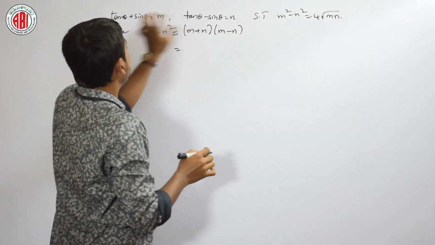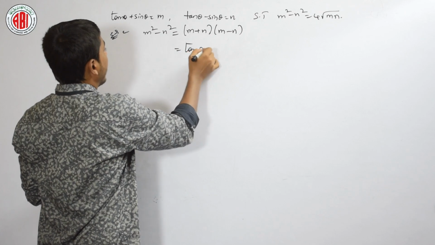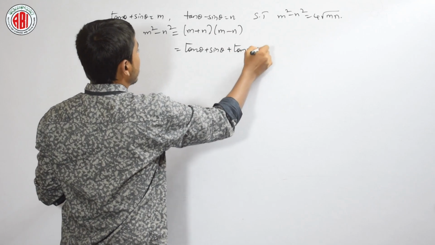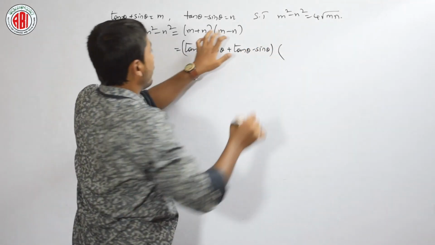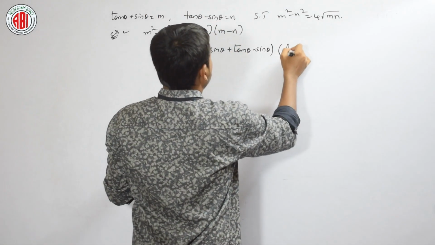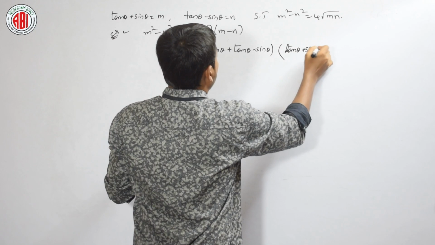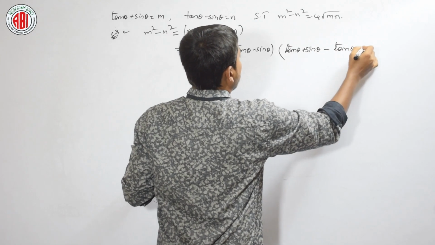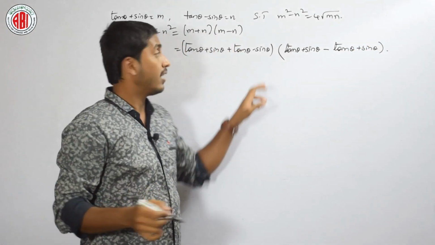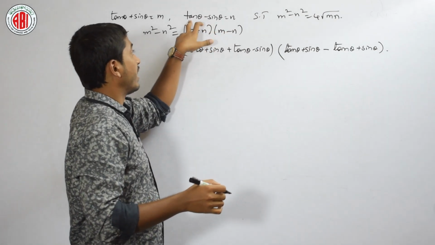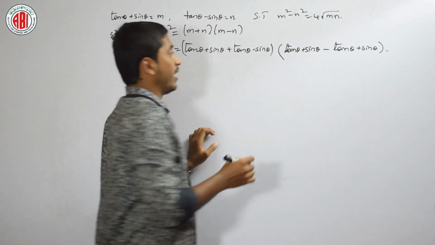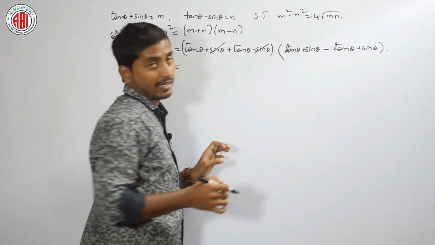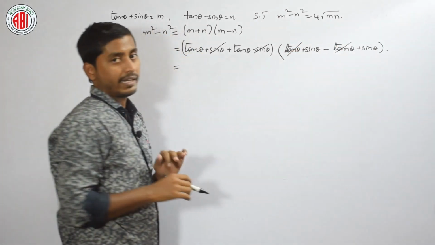What is m plus n? Let us add both: tan theta plus sine theta, plus what is n? Tan theta minus sine theta. The next is m minus n. What is m here? Tan theta plus sine theta, minus what is n? Tan minus sine, which is minus tan theta plus sine theta. Is it clear? If we multiply minus to this, it will become minus tan theta plus sine theta, the minus will be multiplied to that. Now check what things are cancelling here. Sine theta will get cancelled, right. Here tan theta will get cancelled.